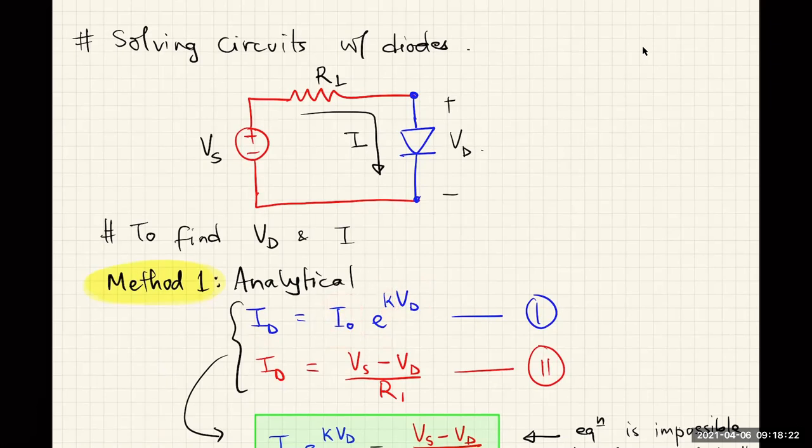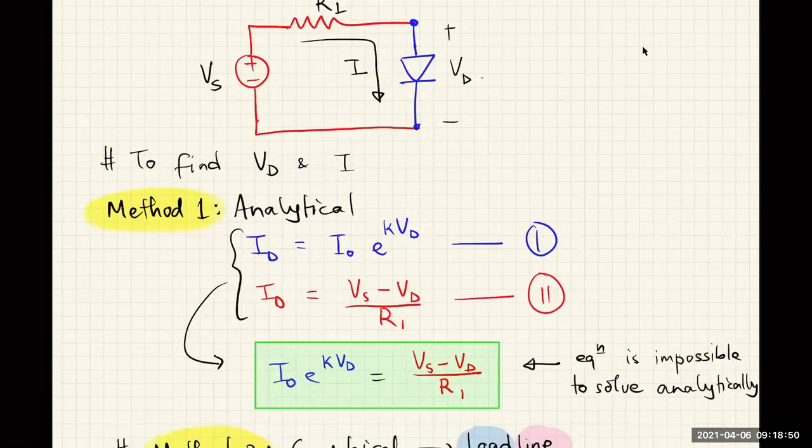Okay. The second relation comes from the source's perspective, right? If there is VD across the diode, then the current being supplied by the source has to be Vs minus VD, divided by the resistance, right? And now we have two equations and two unknowns, and so we should be able to solve for it.